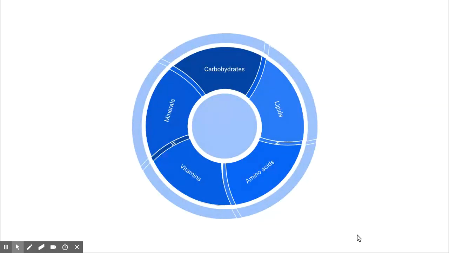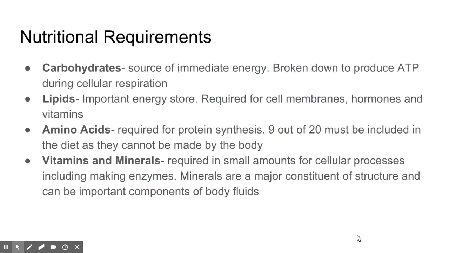So there are 5 things which all our diets need to live and grow and develop, and those are carbohydrates, lipids, amino acids, vitamins, and minerals. And these are all crucial to the survival of living things. Carbohydrates provide a source of immediate energy, and these are broken down to produce ATP during cellular respiration. Lipids are important for our energy stores, and these are also required for cell membranes, hormones, and vitamins.